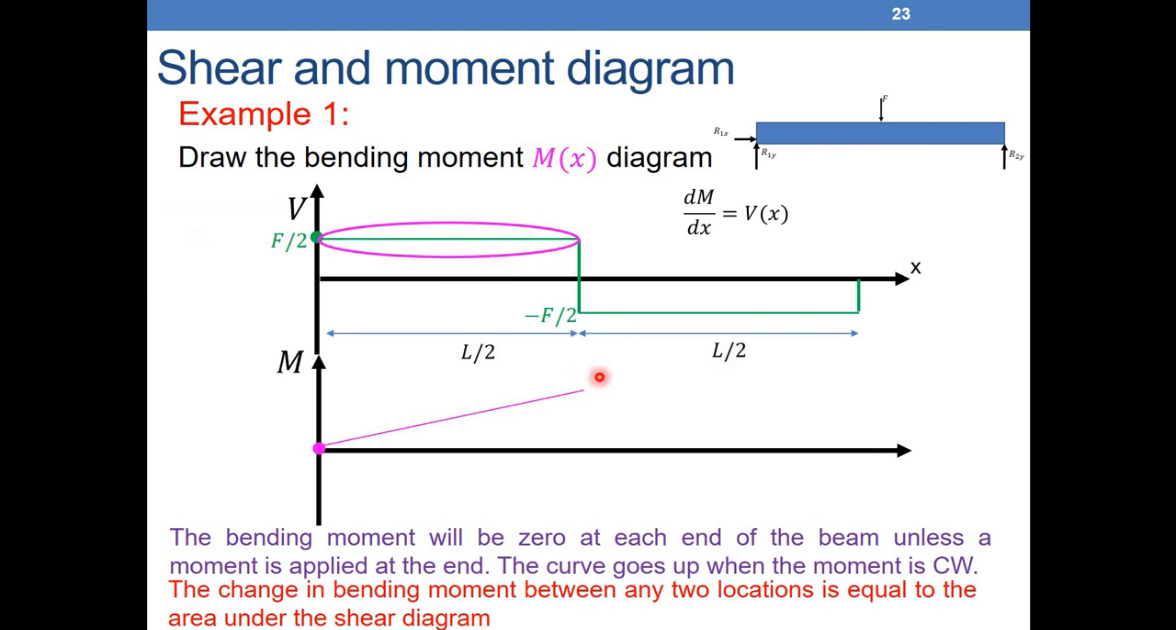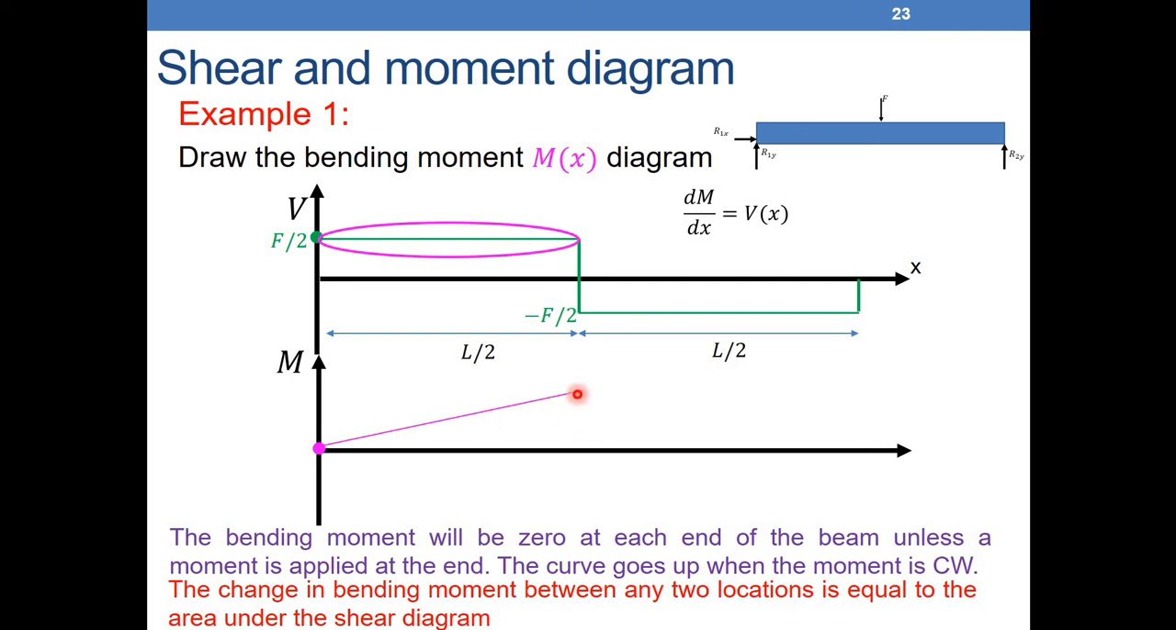So let's repeat quickly. We know that M is equal to 0 here because we don't have any moment. Because the shear force is a positive constant, the integration of the positive constant will be a line going upwards.